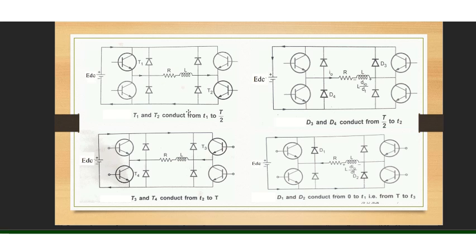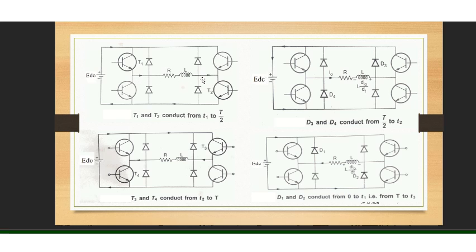So say at time t2, now you are turning off T1 and T2. What happens? Because of the nature of the inductor, the energy that is stored in the inductor now has to be dissipated. So it reverses its polarity, right?